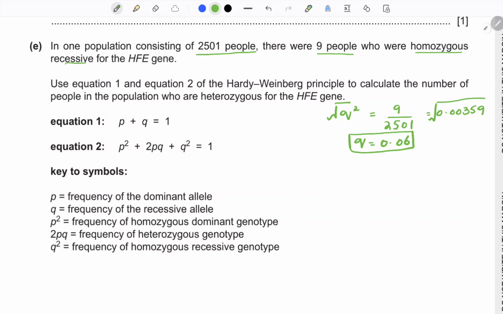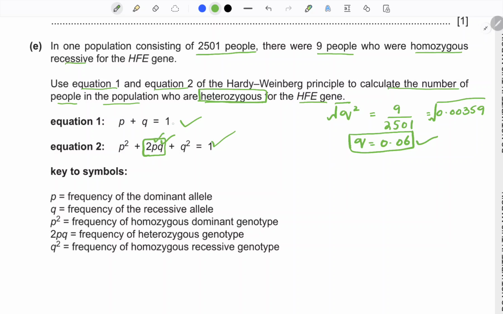Once we have q, then we have to find p. Now before we move onward with this, just read it. Use equation 1 and equation 2, which are two equations that we always use, of the Hardy-Weinberg Principle to calculate the number of people in the population who are heterozygous for the gene. Now the ones who are heterozygous for the gene must be represented by 2pq. So basically they are asking us to calculate 2pq. Now we do have the value of q that we have calculated. We have to calculate the value of p as well.